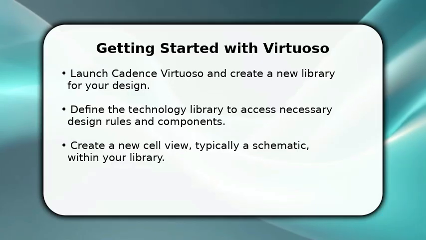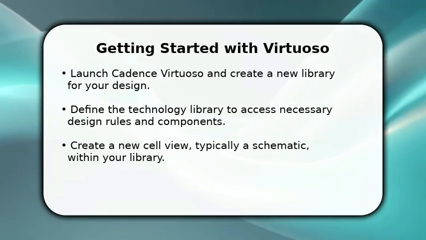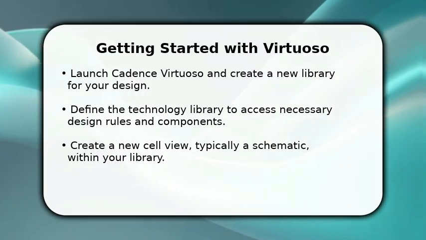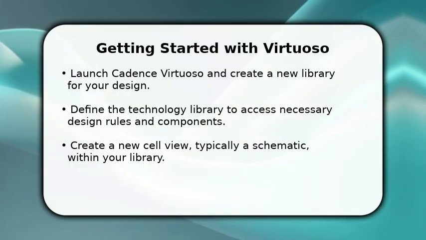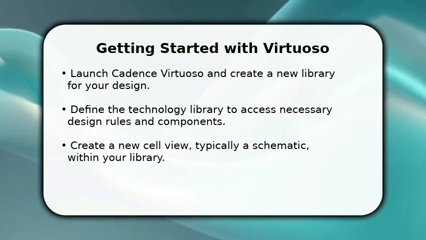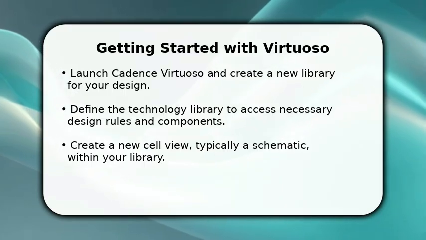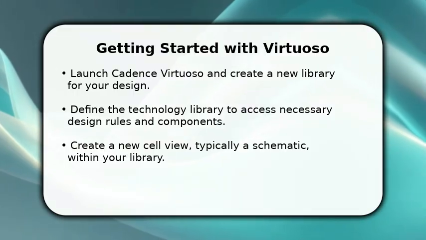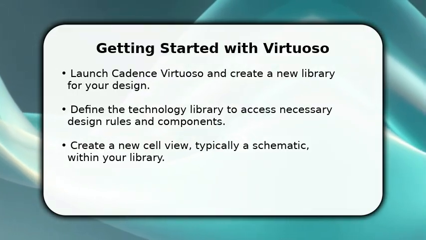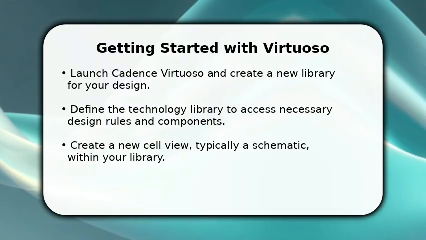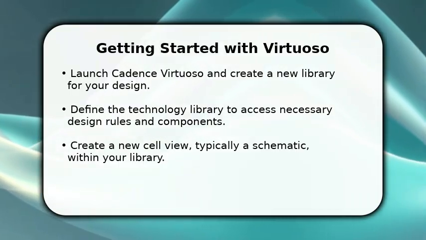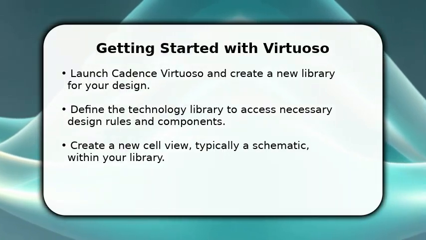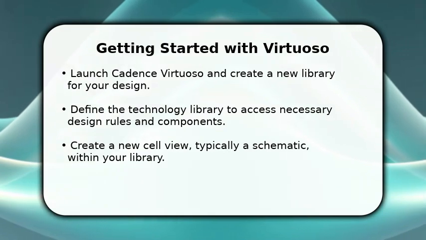Enjoy the video. In this video, I will explain how to use Cadence Virtuoso. Start by launching Cadence Virtuoso, then create a new library to house your project. It's crucial to define the correct technology library, which provides access to all the design rules and components you'll need for your circuit. Next, create a new cell view, usually a schematic, within your newly established library. This sets the essential foundation for your entire circuit design process.